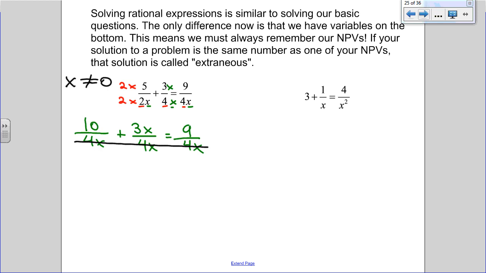All right. Because we've done that, now all we have is 10 plus 3x equals 9. And that's an equation that you've been solving for 4 years. So you just need to get the x's by themselves. You're going to subtract 10 from both sides to get 3x equals negative 1. Then you're going to divide both sides by 3. x equals negative 1.